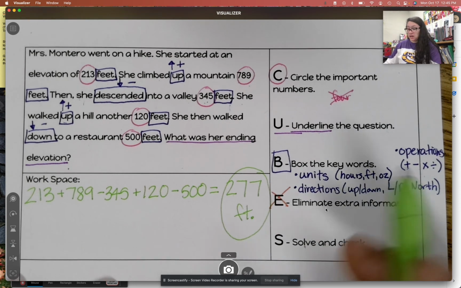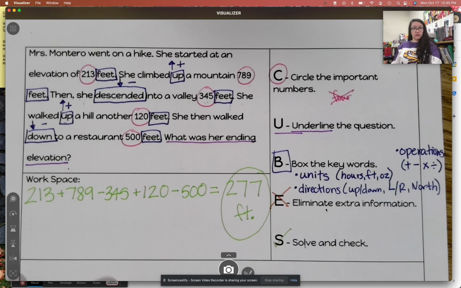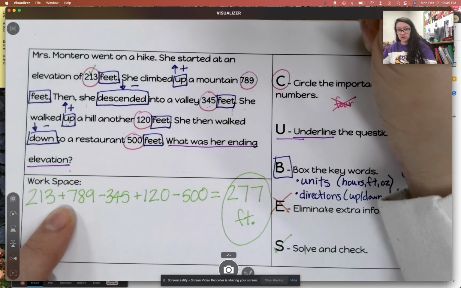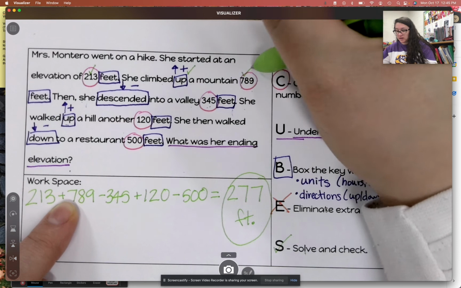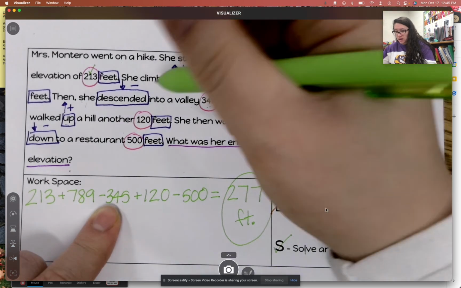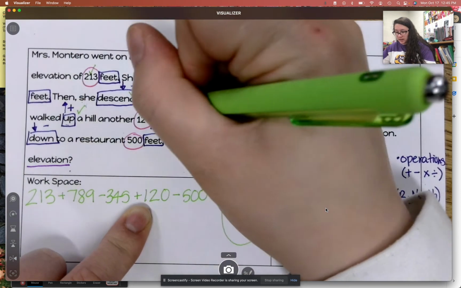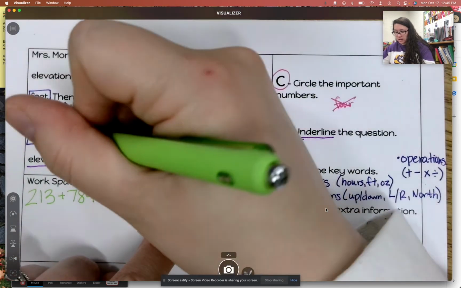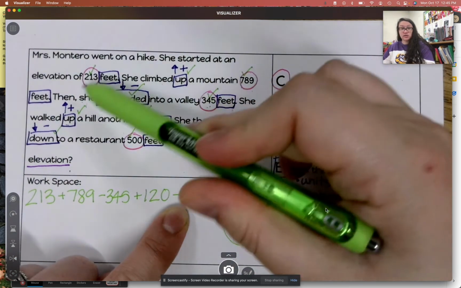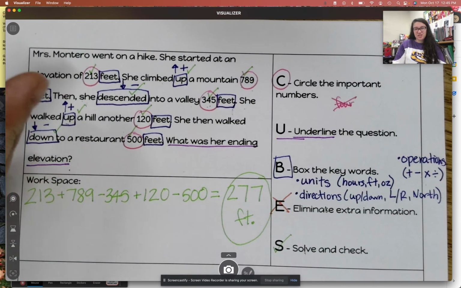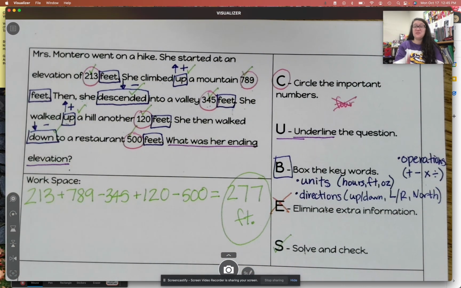We've solved it, but now we're going to go through and double check, make sure we've used all of our information. So I have my 213. I added 789. I subtracted 345. I added 120. And I subtracted 500. I used all of the information up top to help me solve my problem. Especially in a question like this, there's a lot of numbers, and if you miss one of them, you're going to get the whole thing wrong. So going back through and double checking is always a good idea.